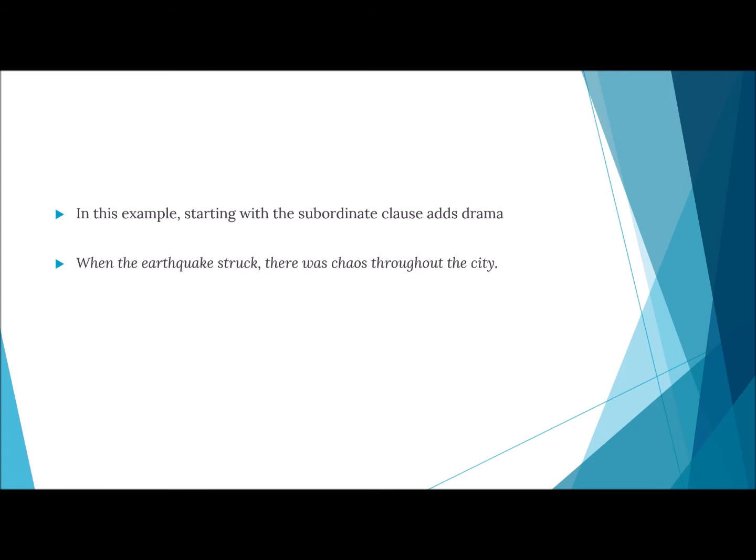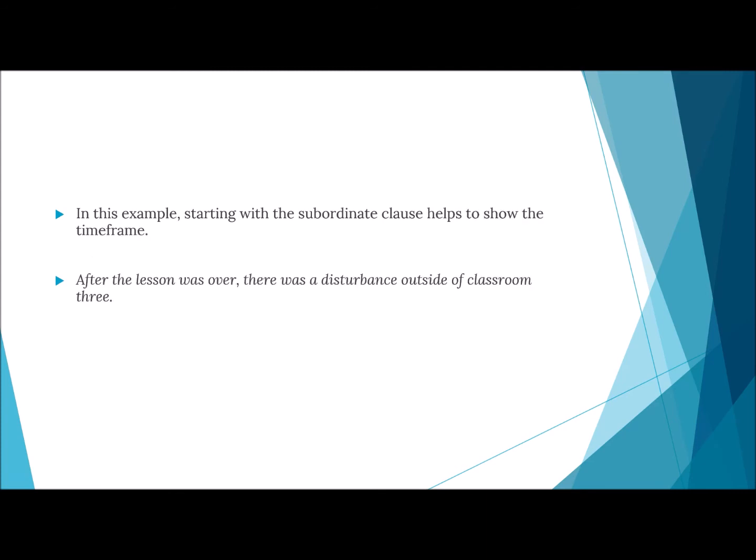Now in this example, putting the subordinate clause at the beginning adds a bit more drama to the sentence. When the earthquake struck, there was chaos throughout the city. Now we could of course have turned it round. There was chaos throughout the city when the earthquake struck, but I feel it doesn't have as much drama. We can use it to show a time frame. After the lesson was over, there was a disturbance outside of classroom 3. So the subordinate clause there has helped us emphasise the time frame.